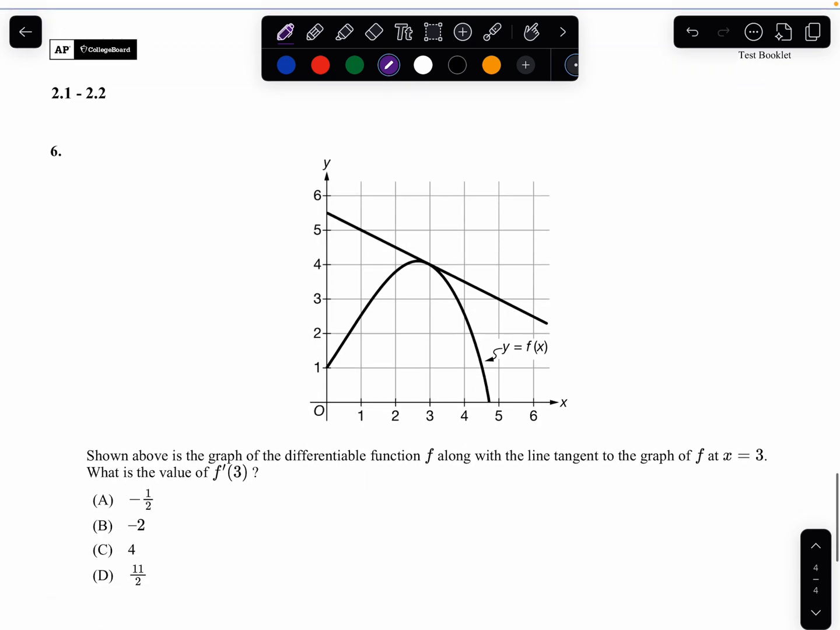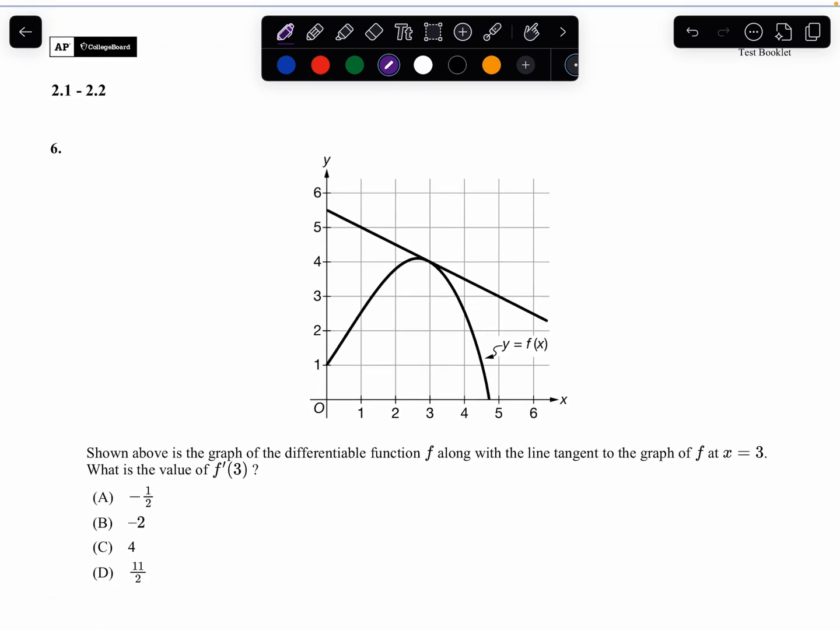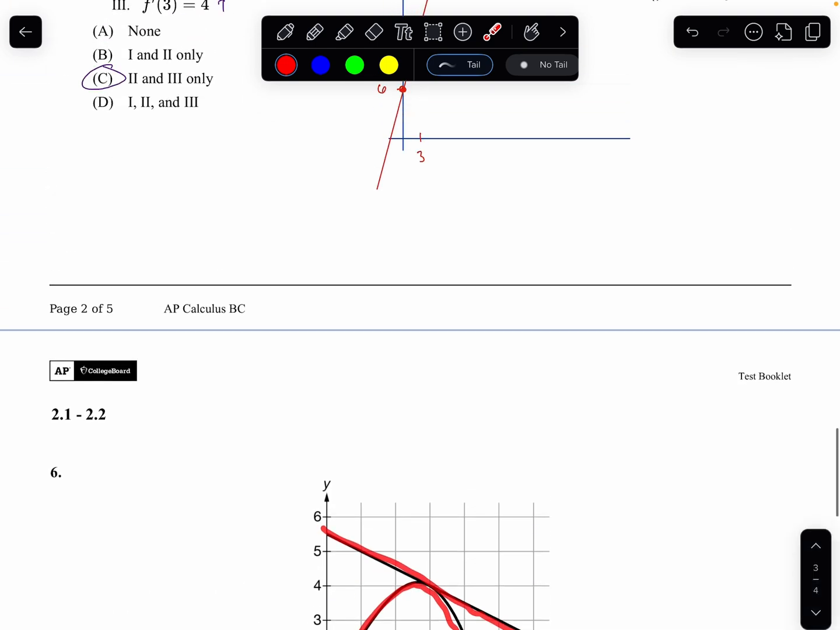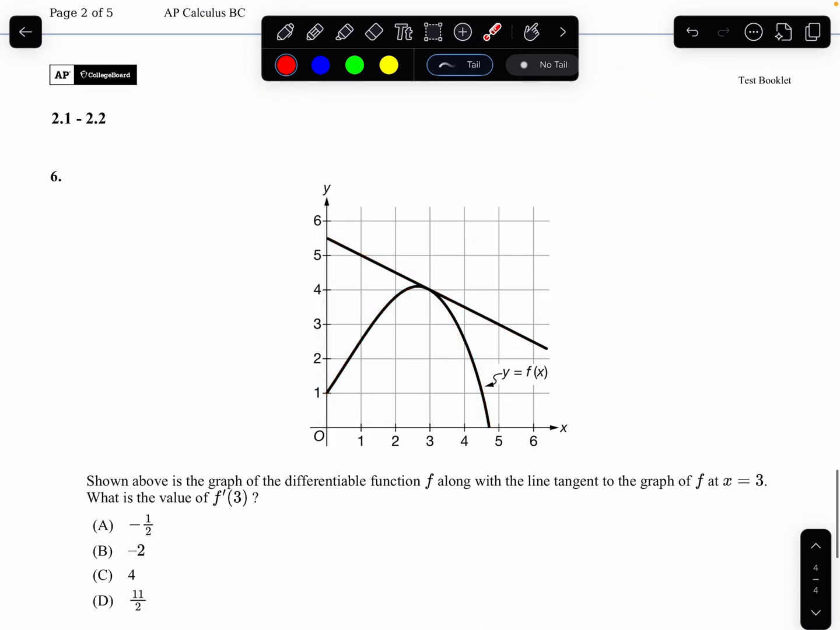And finally, for question number 6, shown above is the graph of the differentiable function f along with the line tangent to the graph of f at x equals 3. So we have the graph of f and the tangent line. This is a picture where we actually do have the graph of f and the tangent. So what do the tangent line and the graph of f have in common? They always share a point. So (3, 4), they share that same point. And the slopes have to be the same. So the slope of this tangent line has to be the slope of the curve at that point.